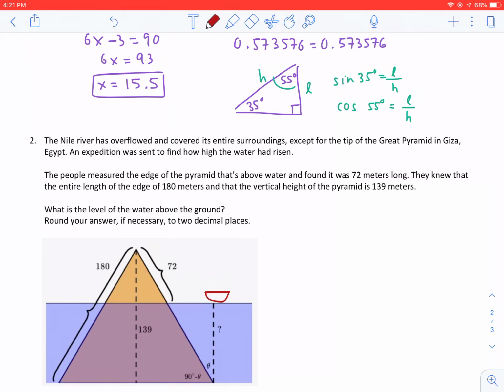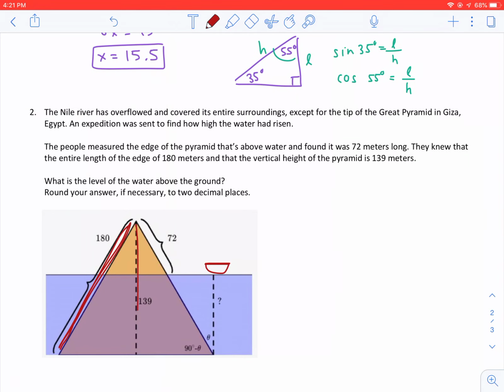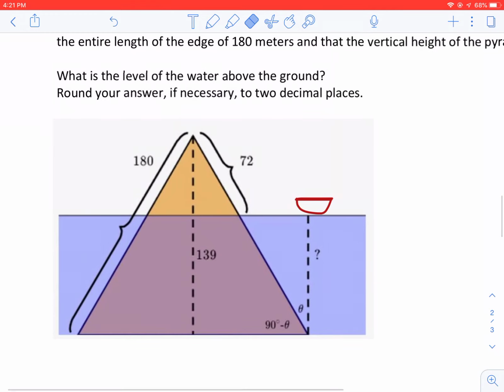And so if you can only measure that and you found out it was 72, and you already knew the length of the pyramid was 180, and the vertical height of the pyramid was 139, how can we find the level of the water above the ground? I think it's a good problem to try. So you can pause the video, take a couple minutes, but here we go.